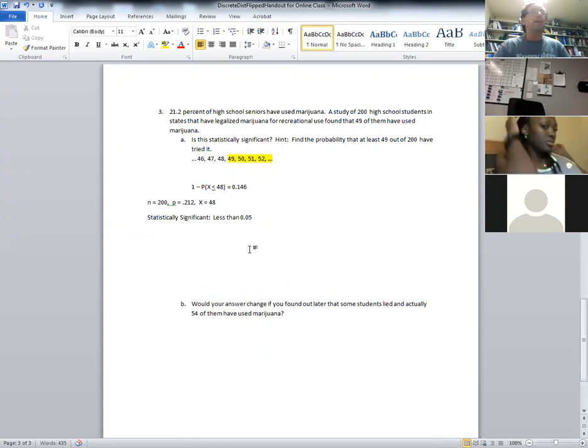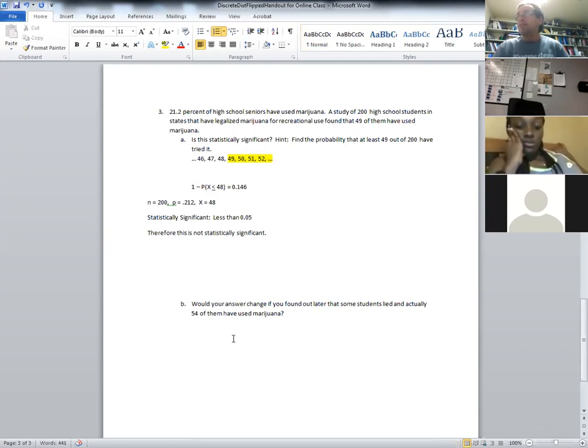Are we less than 5%? Are we less than 0.05? No, definitely not. It's more. So this is not statistically significant. Any questions on this idea?